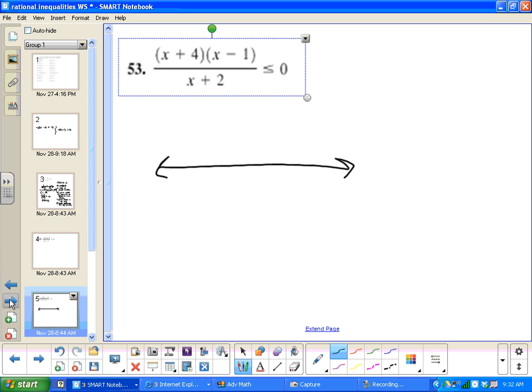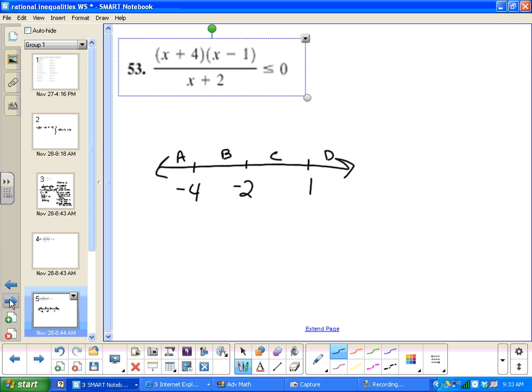So that would be what here? -4, 1, and -2. Now we've got to be sure to put them in the right order on our number line. The one that would be to the most left would be -4, and then -2, and then 1. Now look at this one, this one's going to be real fun. Look how many intervals we're going to have to test here. Yeah, 4 intervals. So I'm going to label them A, B, C, and D.